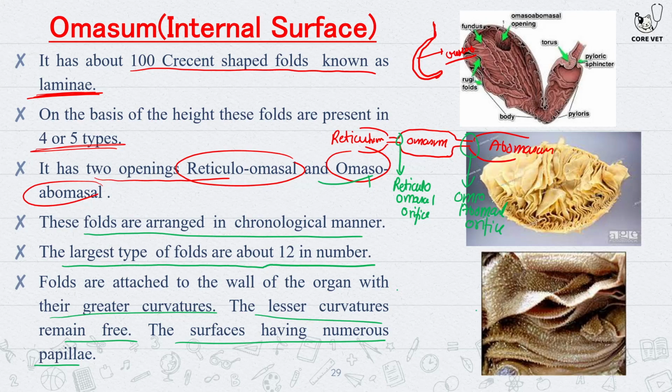What it is saying is, consider this as the floor of the omasum. If this is the lamina, the greater curvature is in contact with what? The floor of the omasal wall. And the lesser curvature remains free, facing the what? The lumen of the omasum, and bears certain papillae also. This part is clear: the greater curvature is in contact with the floor of the omasum, while the lesser curvature is free and faces the lumen of the omasum.